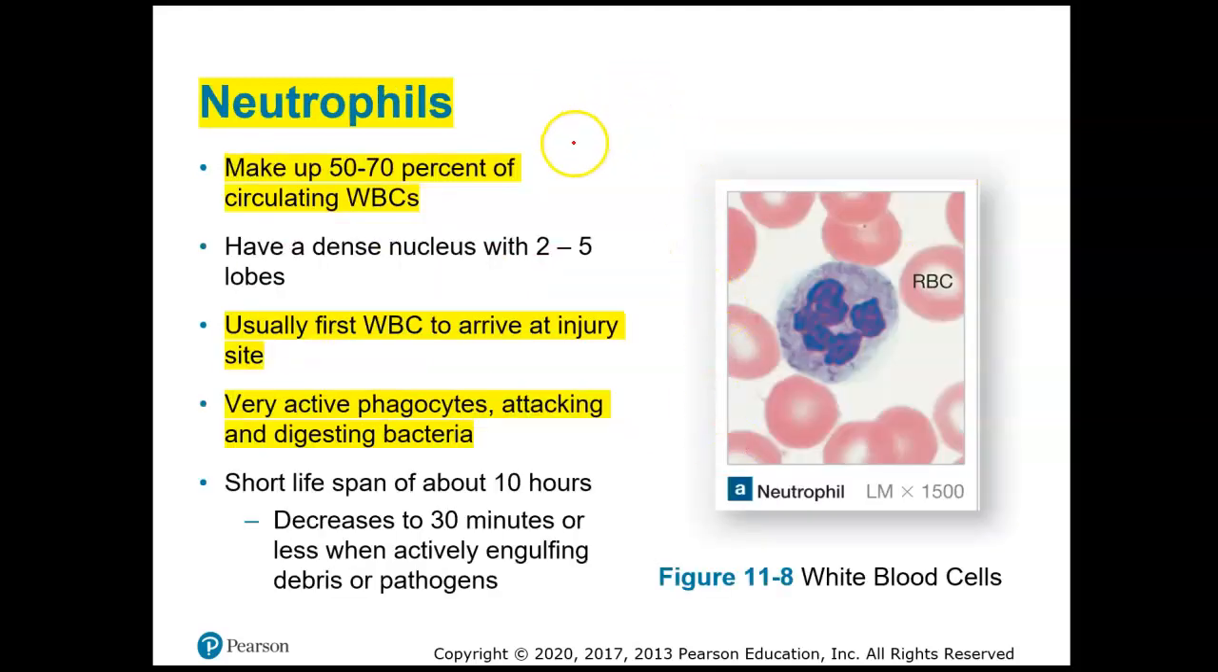All right, let's start with the neutrophils. The neutrophils by far are the most abundant of the white blood cells in our circulation, over half of them. They're usually the first responders when you get injured, so the first white blood cell to arrive at the site of injury. They are phagocytes. That means that they attack and engulf bacteria and digest it or destroy it, break it down.